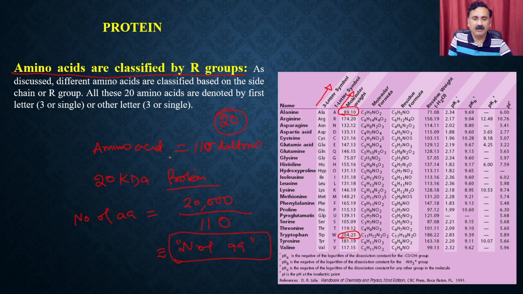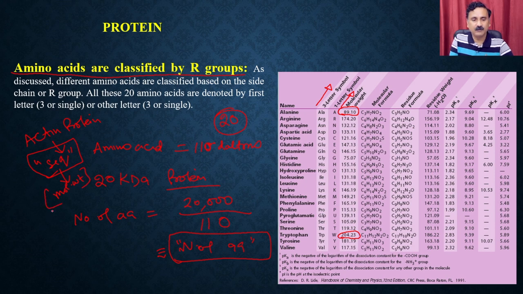If I say you should calculate the number of amino acids present in the actin protein, and I give you the sequence of that particular protein, or you give me the molecular weight, then in that case the situation is going to be different.